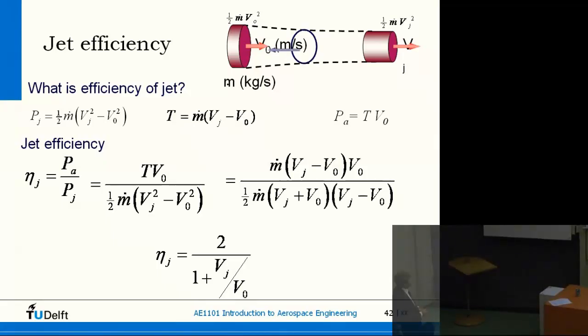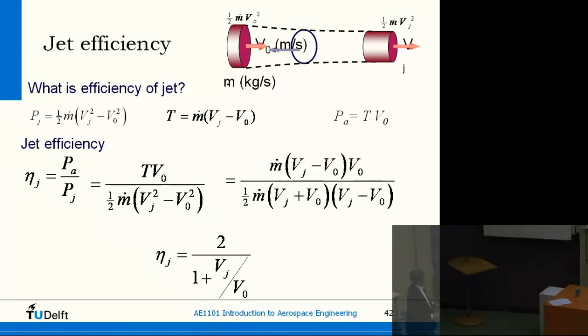The efficiency of the jet is the available power divided by the power that we put in. So this is what we got out, this is what we put in: T times V0, the airspeed, and this is the amount of kinetic energy we had to put in. And because Vj squared minus V0 squared, like A squared minus B squared, is the same as A plus B times A minus B, right?